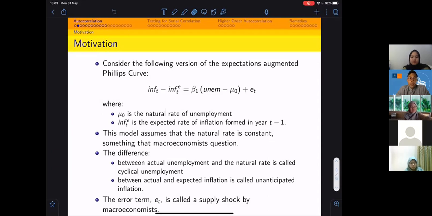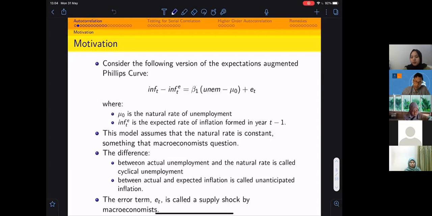So one of the things that causes the issue: the theory says it's negative, but in empirics we say it's positive. It could be due to misspecification. So that's something that we need to address. And in this particular case, we're going to augment the Phillips curve in such a way that it would include an expectation term.